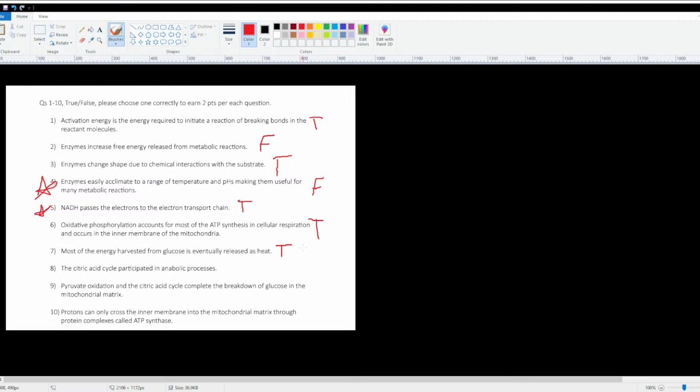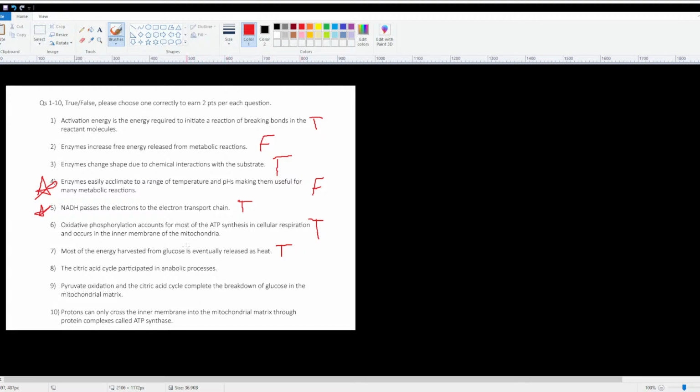If it weren't released as heat, we would operate at like 100% efficiency. And if that were the case, well, then we wouldn't really need as much food. So, it's like a whole thing. Anyway, it would be eventually released as heat.